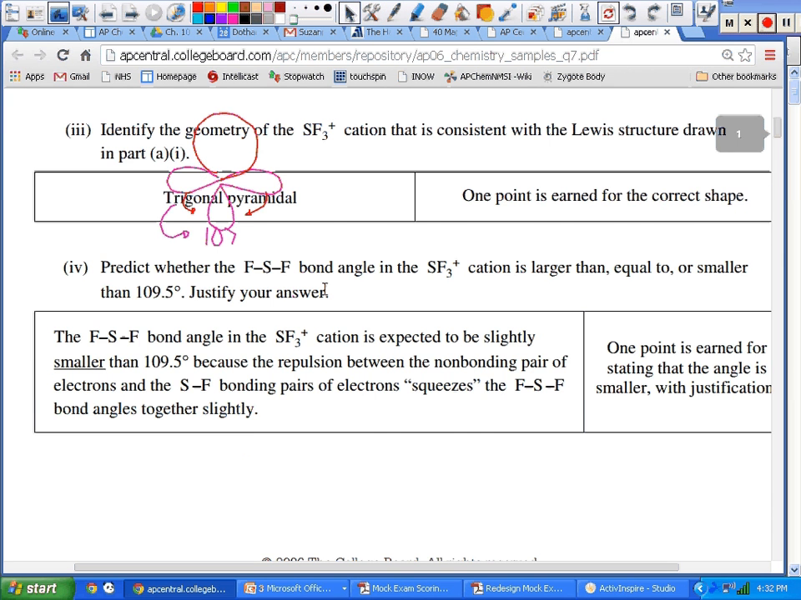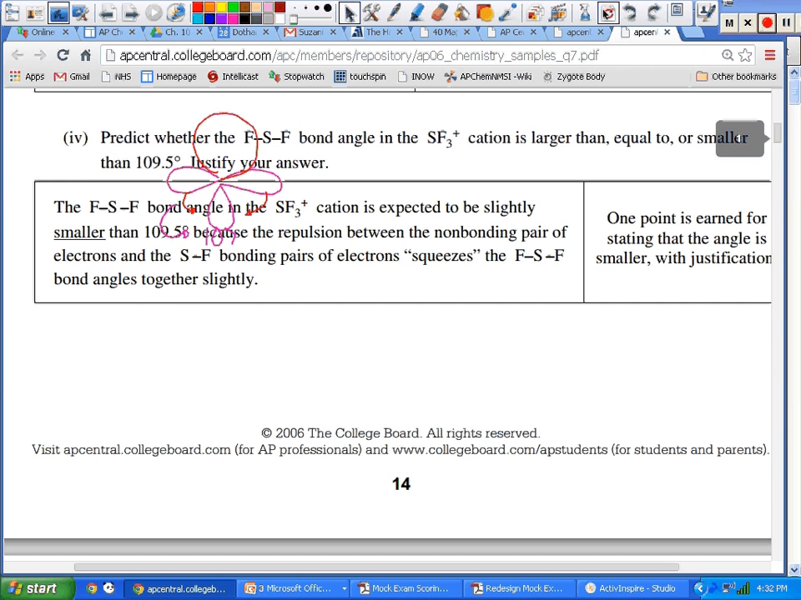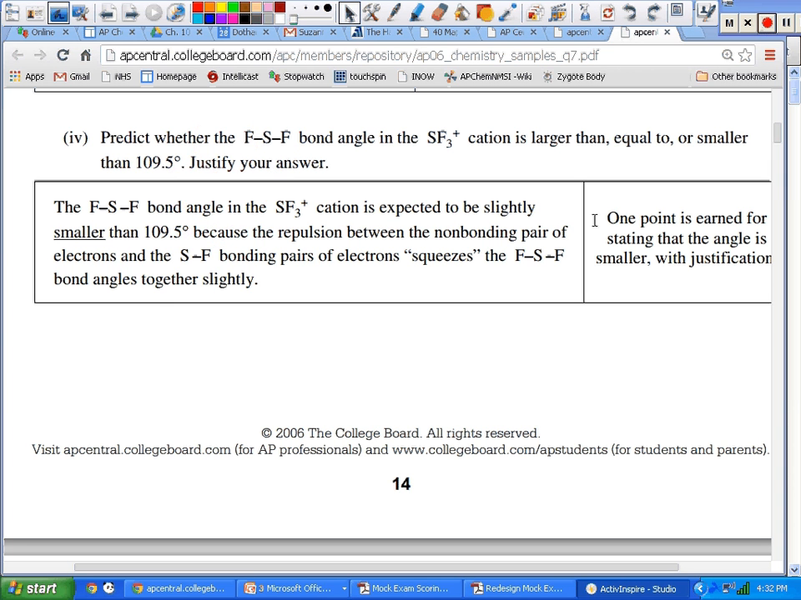So again, if you want to read this, bond angle is expected to be slightly smaller than 109.5 because of the repulsion between the non-bonding pair of electrons. Read that one more time. The non-bonding pair is the extra pair. Does that make sense? Okay. Non-bonding means it's not in a line. And the SF bonding pairs of electrons squeezes those two bond angles slightly together, is all that it's asking for.